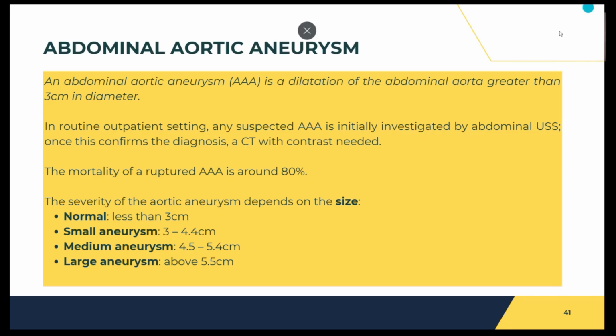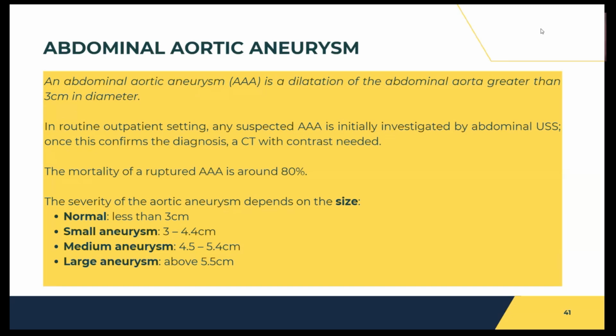So what is an abdominal aortic aneurysm? So normal abdominal aorta is less than 3 centimeters in diameter. So anything above this can be classified as an aneurysm. So we normally categorize them by size, because size normally correlates with rupture risk and also guides management as well. So the mortality of a ruptured AAA is around 80%, so it is quite important that we catch these quite early.